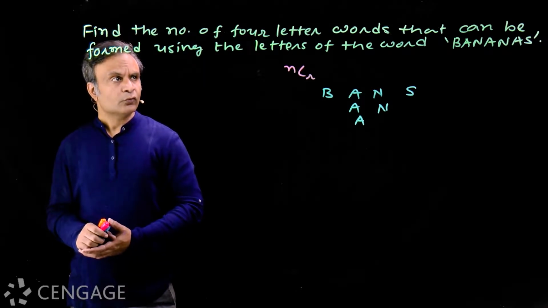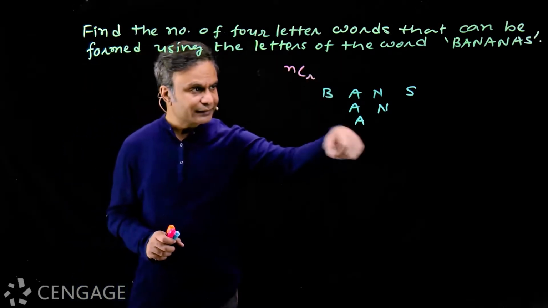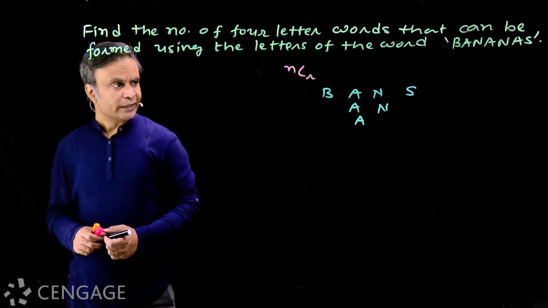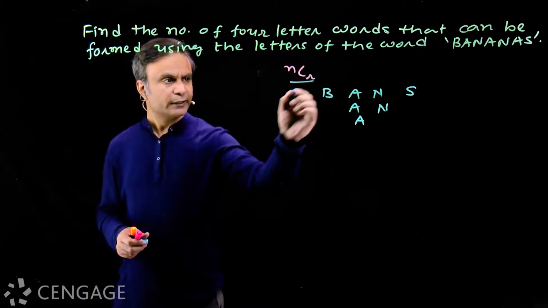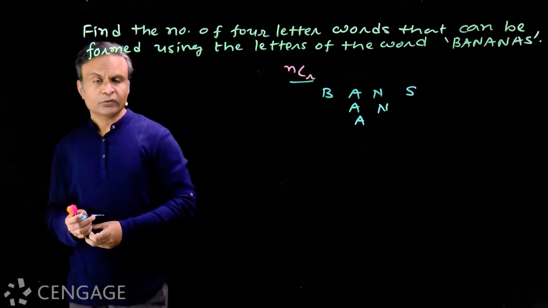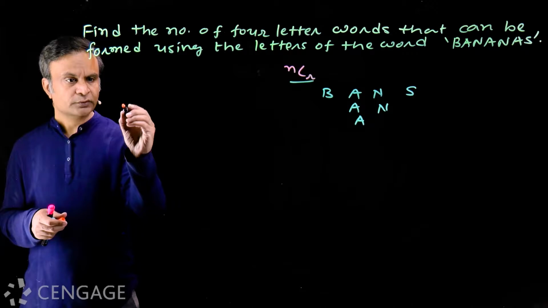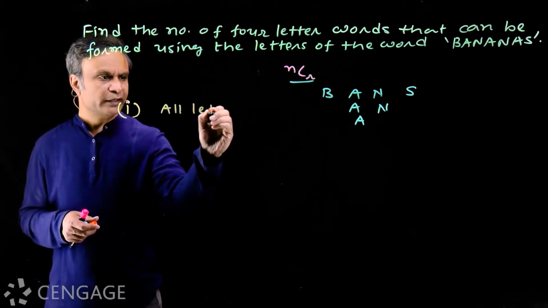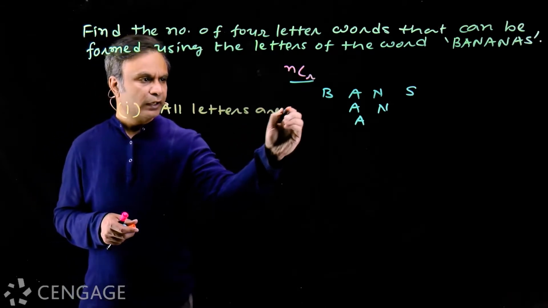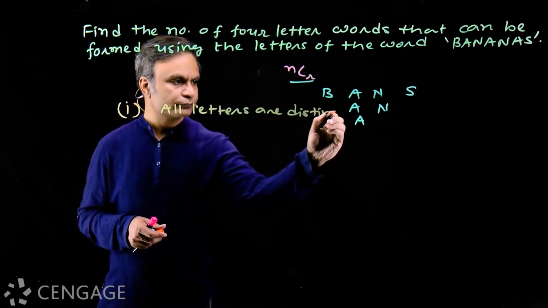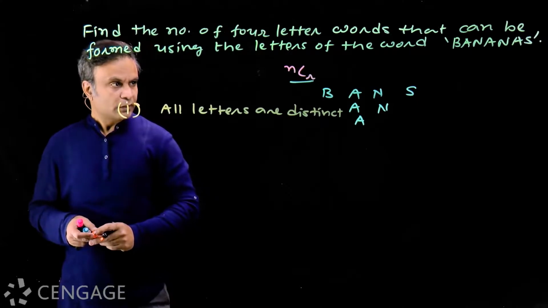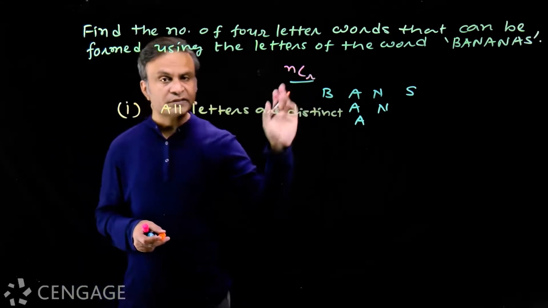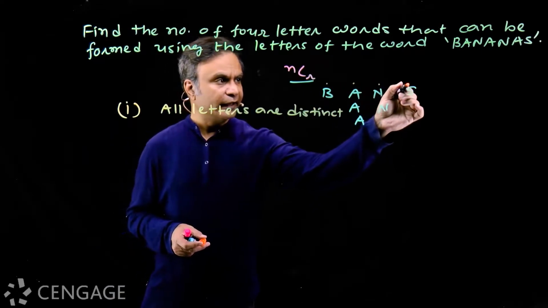Now we have to form 4-letter words using these letters. Now since all the letters are not identical, we cannot use formula nCr. So what we do, we make cases. Case number 1, when all letters are distinct. Now how many distinct letters are there? There are only 4 distinct letters, B, A, N and S.